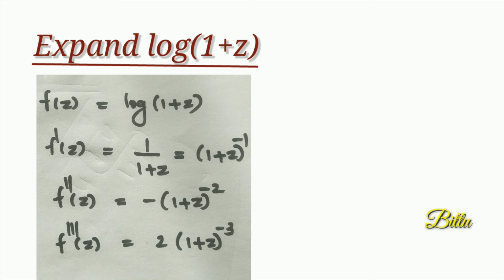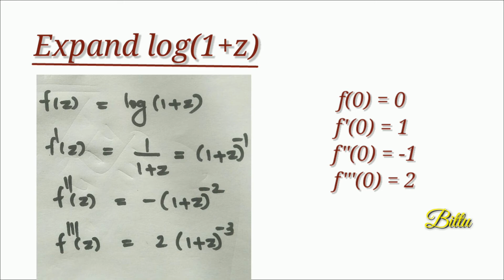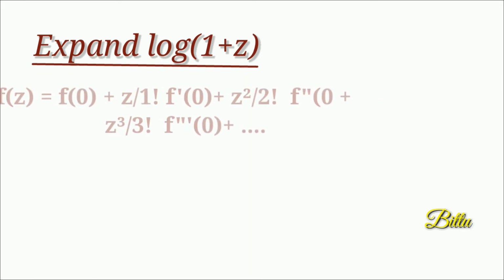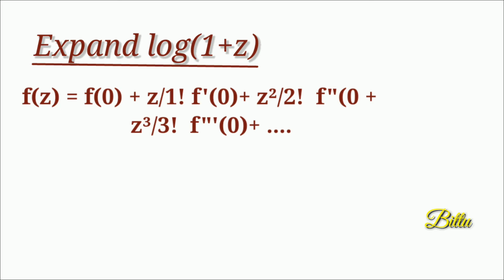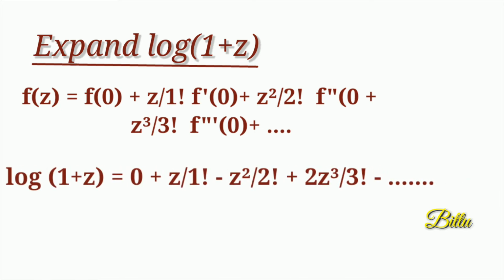So you consider f dash z is 1 plus z raised to minus 1. F2 dash z is minus 1 into 1 plus z raised to minus 2 as we did in the previous question. F3 dash z is 2 into 1 plus z raised to minus 3. Next we find these at 0. F0 is log 1, which is 0. F dash 0, 1. F2 dash 0, minus 1. F3 dash 0, 2. Next you consider the Maclaurin series and put a equal to 0 and substitute the values of f dash 0, f2 dash 0, f3 dash 0, etc. You can see log 1 plus z is z by 1 factorial minus z square by 2 factorial plus 2z cube by 3 factorial minus etc.